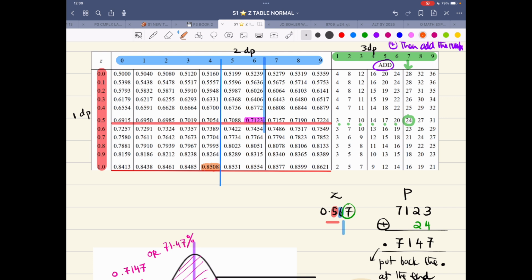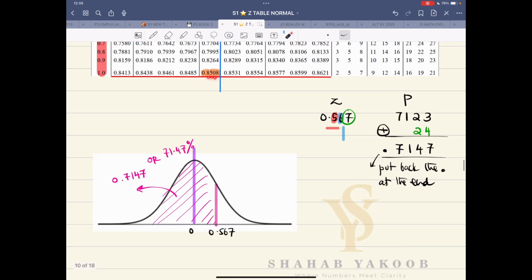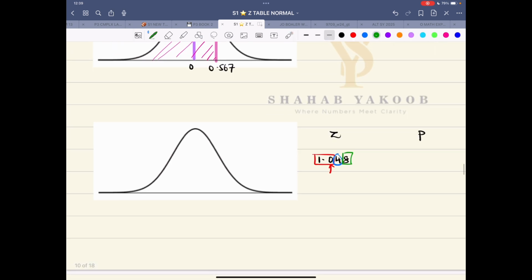All clear? So this is 1.0. We are going this way. This is 4 and we are going this way. So 8508. Write it over here. So this is 8508 without the decimal.